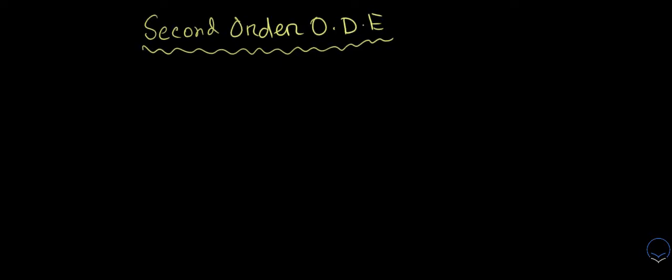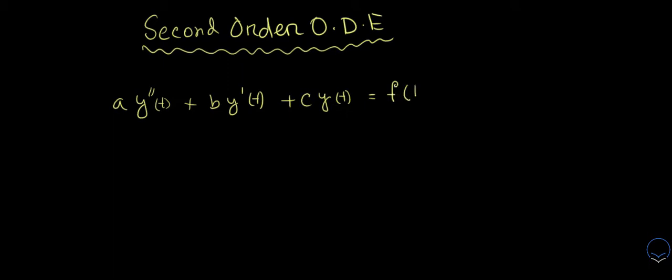In our past lectures we dealt with only first order equations, but from now on we will be dealing with higher order equations. To begin with, I would like to discuss second order ordinary differential equations. An ordinary differential equation of second order has a general form like the following. Let's say a y double prime of t. This double prime means it's a second derivative with respect to t. Then b y prime of t plus c y of t is equal to some function of t. This is the most general form.